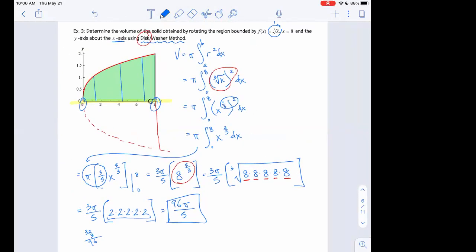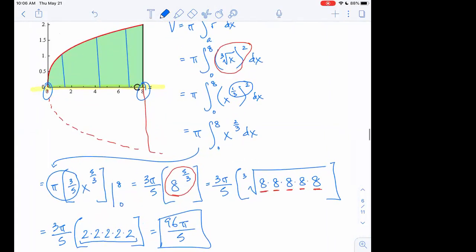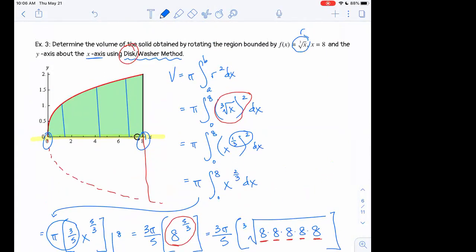So 96 pi over 5, because I know Tuesday was a long time ago, is the same answer that we got on Tuesday when we did this using shell method, okay? So when you study, I think it would be a good idea to take a look at questions like 2 and 3 side by side.